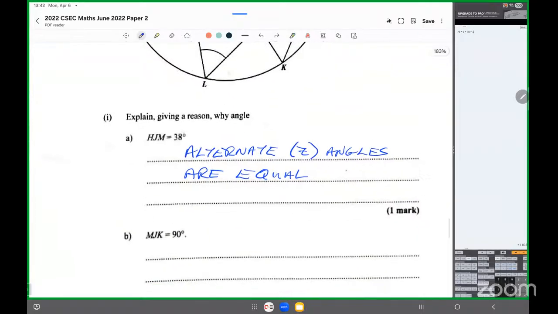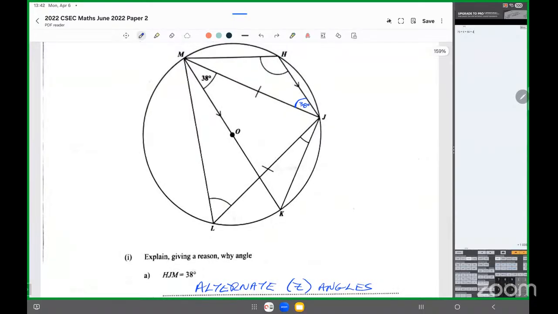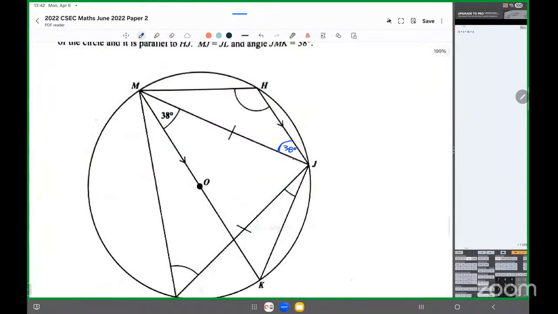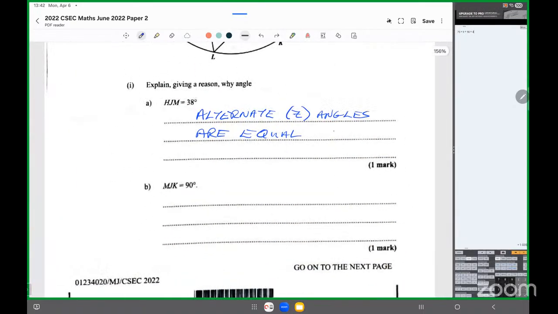What else? Angle MJK is 90. Angle MGK here is 90, because subtended by this diameter. Angle subtended by diameter is 90 degrees. I'm going to say that, and I'm going to put it in at the same time as well. So the angle right here, between this line and this line, is 90 degrees. They are subtended by this diameter. So that's right. Angle subtended by diameter is 90 degrees.